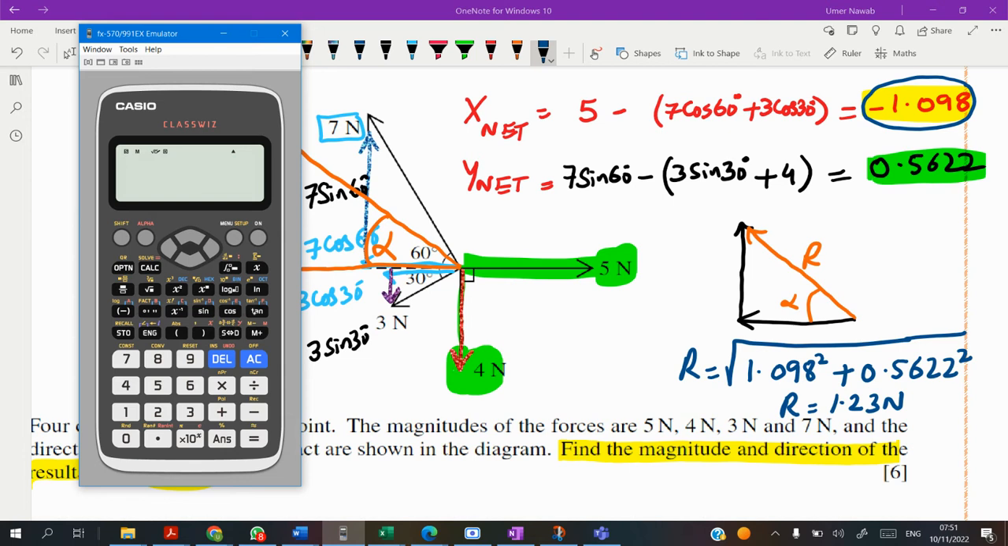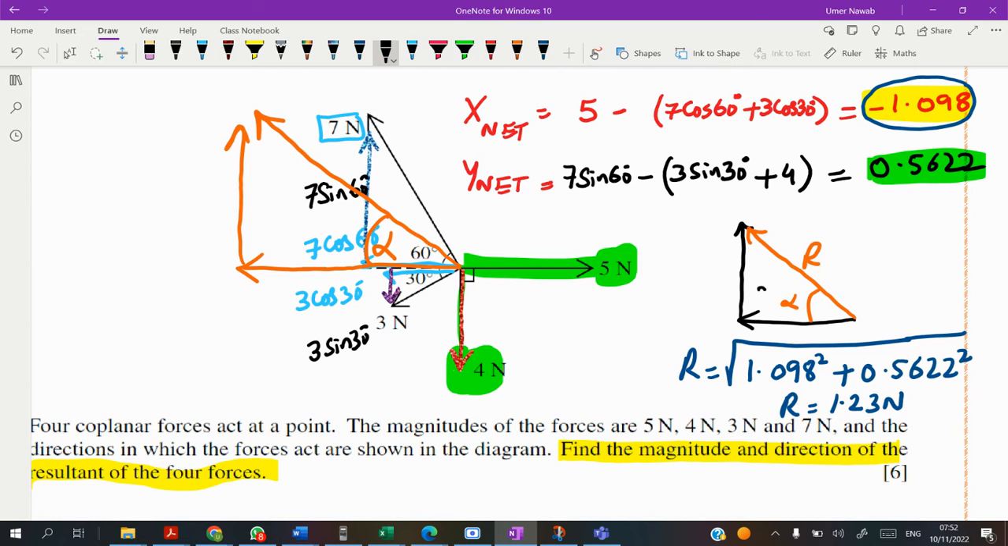Shift tan of y net, which is 0.5622. Again, guys, I'm telling you, don't write the negative sign. Just copy their positives. We know the direction of the resultant now very well. It is in the second quadrant. 1.098 and close the bracket. We got the answer 27.1. So this angle is 27.1.